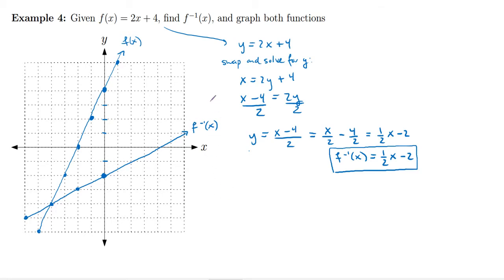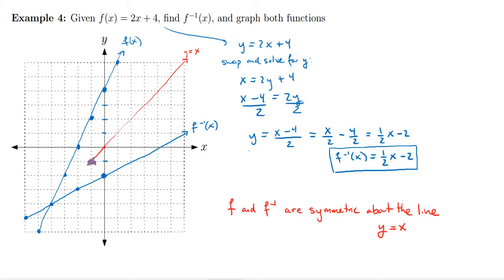And now at this point I can point out a very neat feature that inverse functions and the original function share. So f and f inverse, if they both exist, are symmetric about the line y equals x. So what is the line y equals x? Well, that's a line that has slope 1, intercept 0, right? So that is this line right here. Y equals x. So going down very carefully.